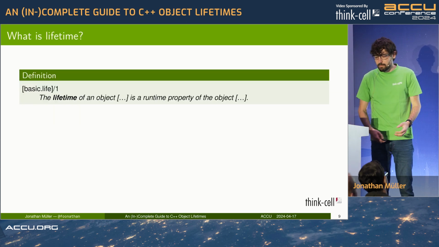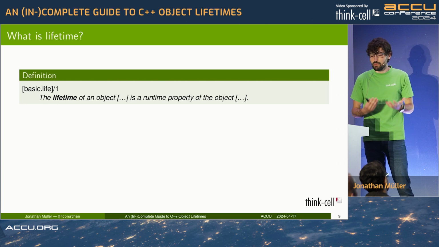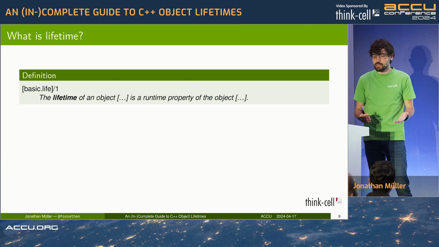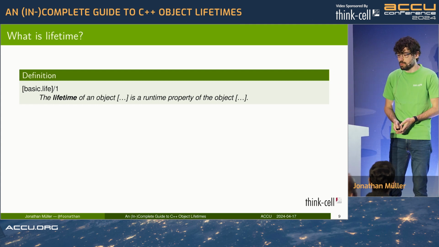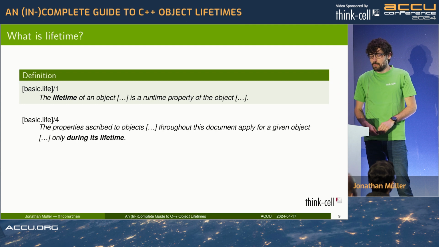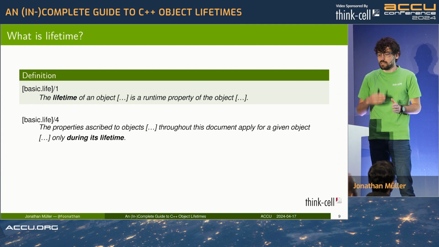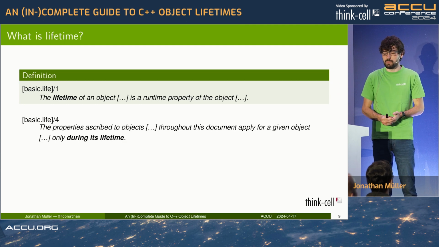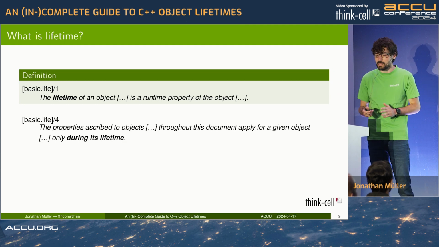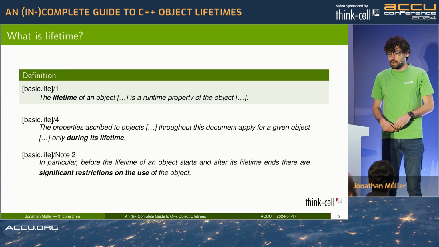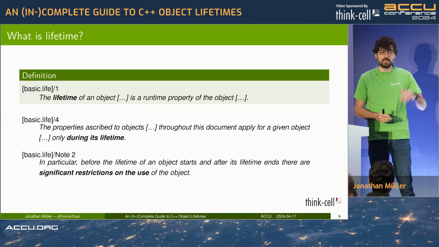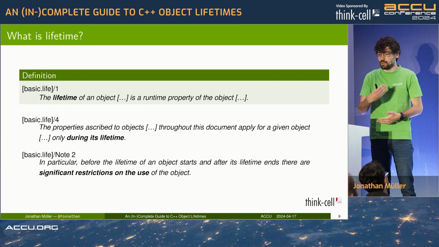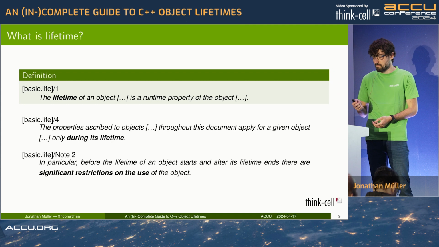Now, what is lifetime? The lifetime of an object is a runtime property of the object. So an object has a type, an object has an address, an object has a value, and an object also has a lifetime. It's just another property. It's a pretty important property, because all the other properties of an object only apply during its lifetime. If you access an object that is outside its lifetime, it's not alive, you can't do a lot with it. There are significant restrictions on the use of an object before the lifetime has started and after the lifetime has ended. So it's important to understand when objects are alive in order to write correct code.